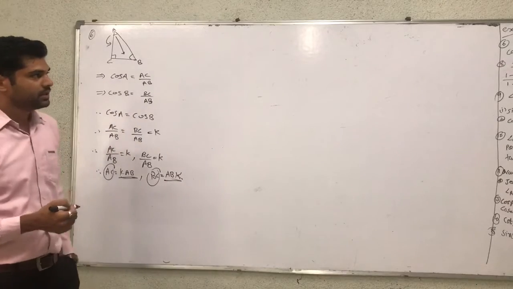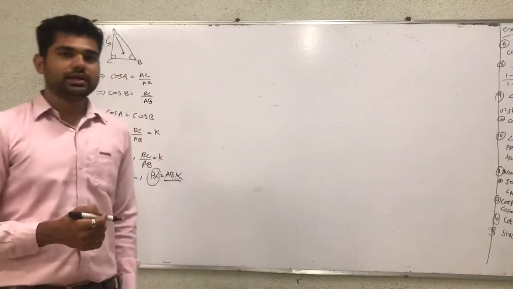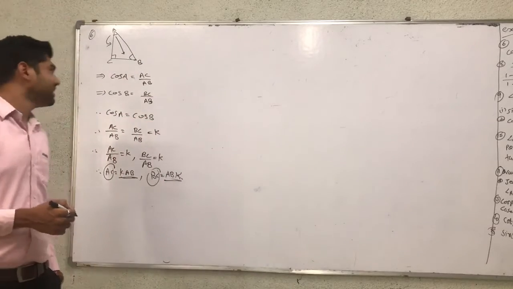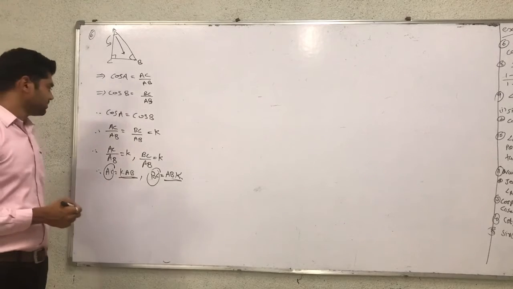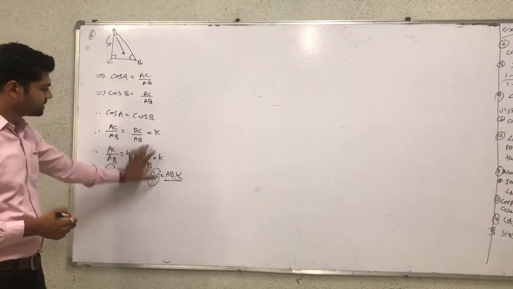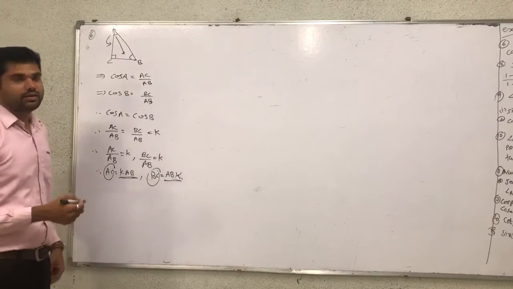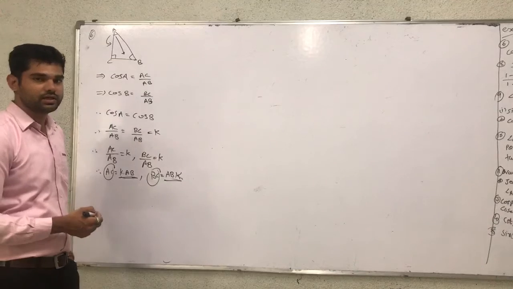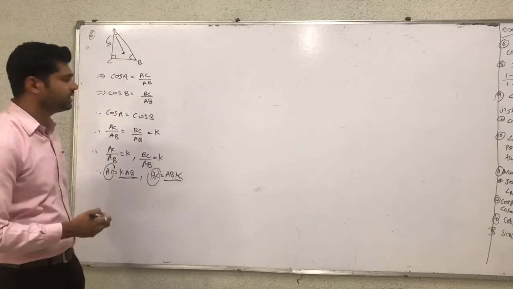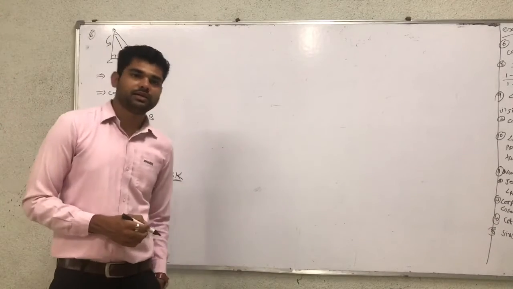So in the figure, we can say angle A is equal to angle B by using the similarity theorem, as all sides are in the same proportion and the angles are acute angles. So angle B equal to angle A, we can say by using this.